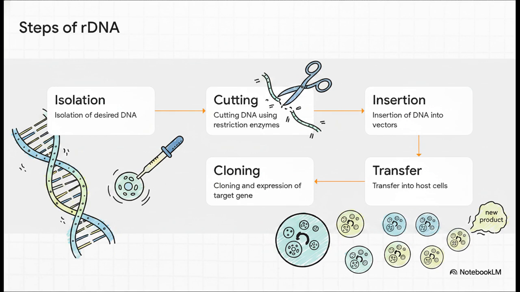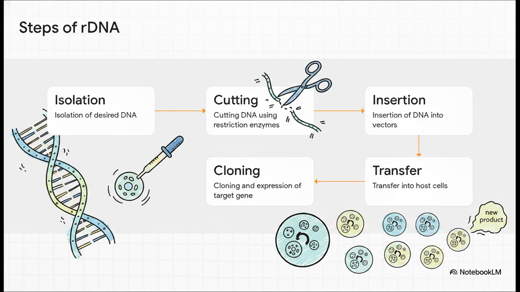Step 1 is the isolation of the desired DNA. You have to actually find and extract the exact genetic sequence you're looking for. Step 2 is cutting that DNA using those restriction enzymes we just talked about. Step 3 is the insertion of that DNA into your vectors. Step 4 involves transferring this new combination into the host cells. And finally, step 5 is the cloning and expression of the target gene.